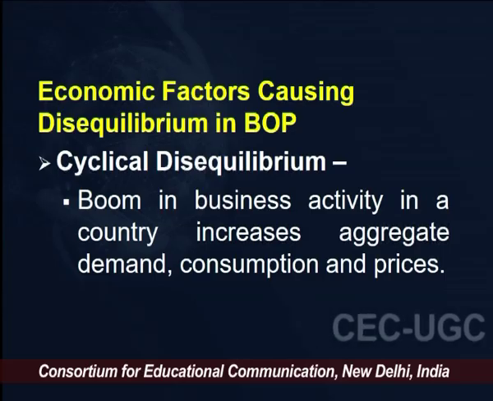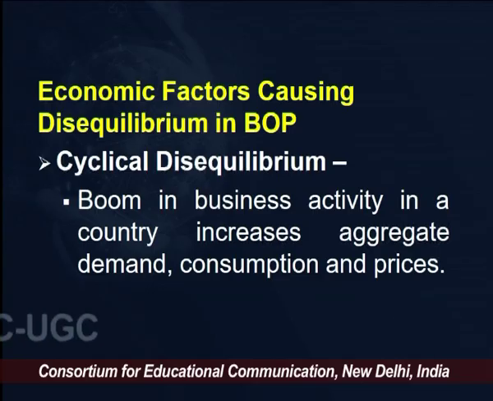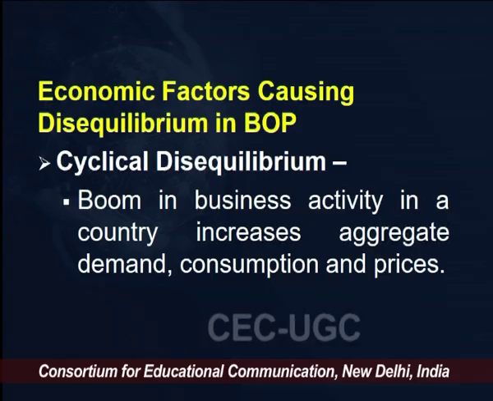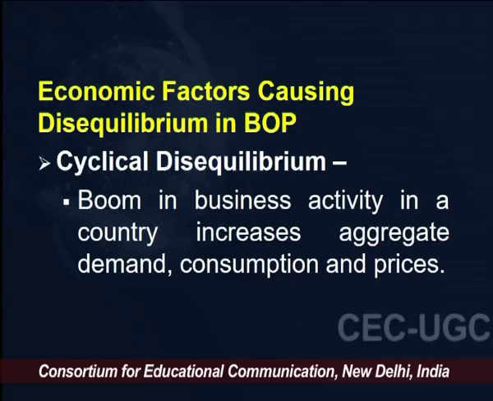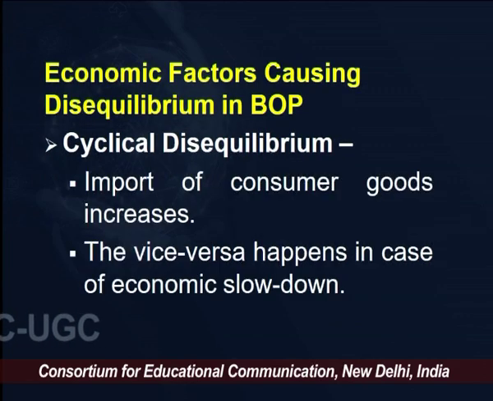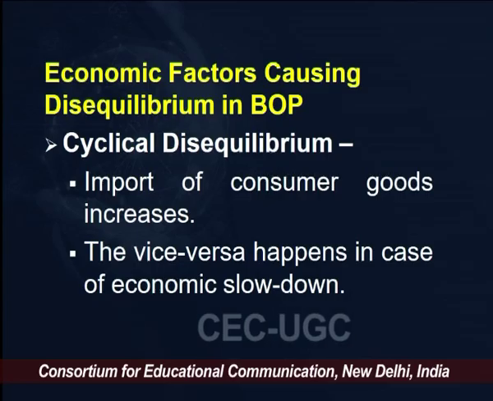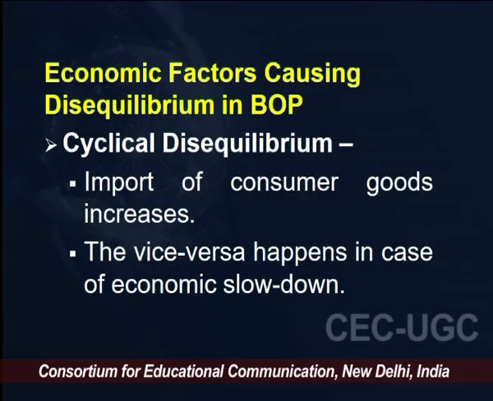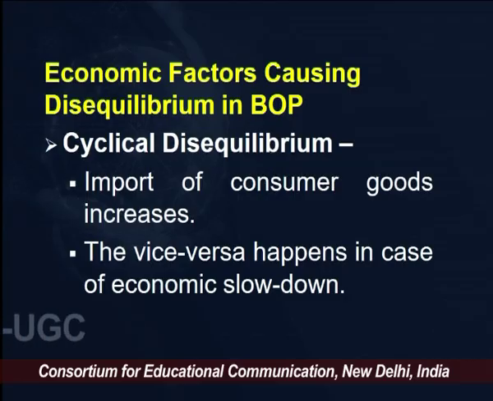Boom in business activity in a country increases aggregate demand, consumption and prices. So, because of that also there will be depletion in foreign exchange from the country. Then import of consumer goods increases, vice versa happens in case of economic slowdown. When slowdown happens, then naturally these figures will be reversed.